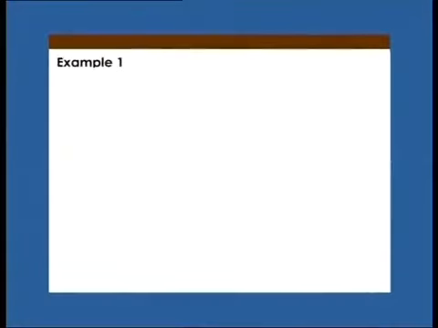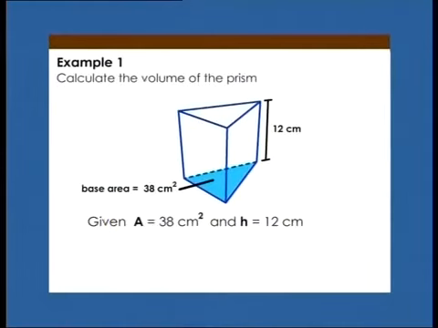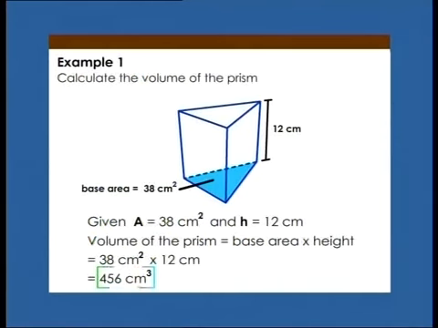Example 1. Calculate the volume of the prism. Given A equals 38 square centimeters and h equals 12 centimeters. Volume of the prism equals base area times height equals 38 square centimeters times 12 centimeters equals 456 cubic centimeters.